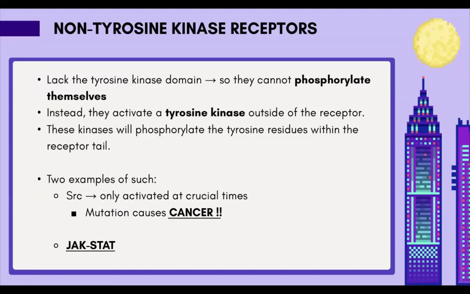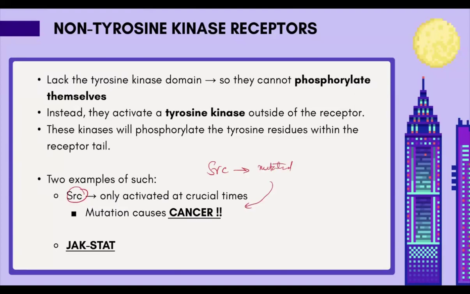So examples of these are SRC, and you don't have to get into any details of them. All you need to know is SRC, if it's mutated, it's going to lead to cancer. This is all you need to know, because this can just come as a simple recall question. This is all you need to know.